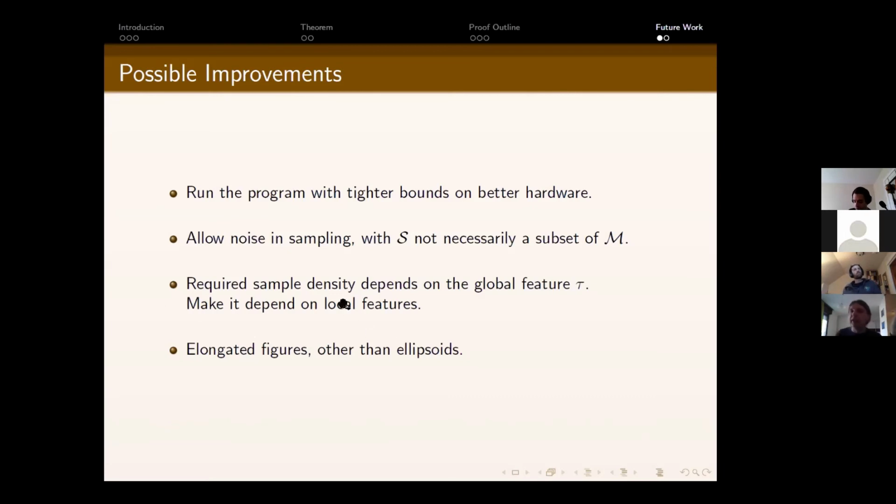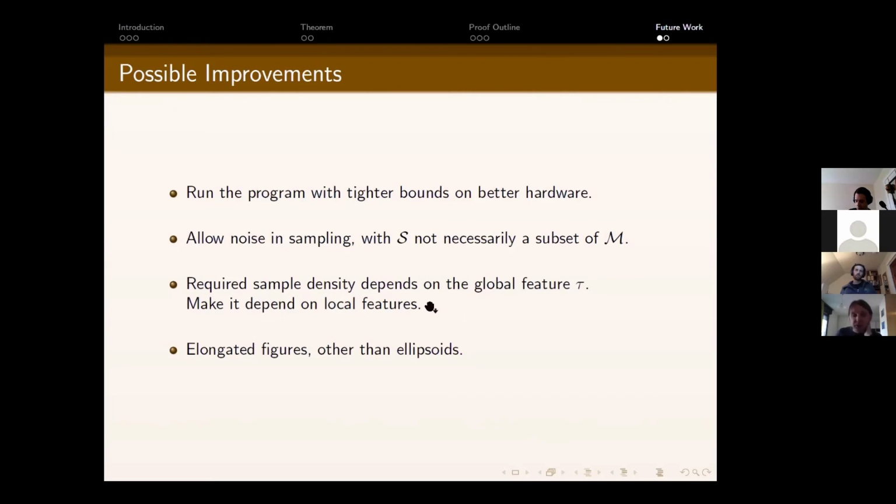The standard thing that people did in the literature: don't do everything based on the global feature size, because then you will require the same density everywhere, even though maybe just one part of the manifold is problematic. You would require greater sample density just there, and elsewhere you could do with a smaller density. So make things dependent not on the global feature size, the reach, but on the local feature size.